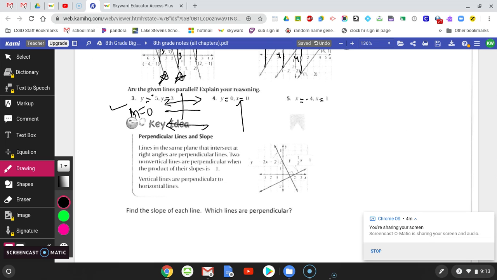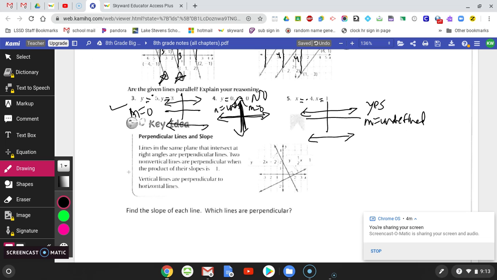On this one, y equals 0 would look like this. x equals 0 would look like this. It's our vertical line. Are those parallel? No. One has a slope of 0. The other one has a slope that's undefined. And the last one, x equals -4 would be down here, and x equals 1 would be up here. Are they parallel? Yes. They both have an undefined slope.